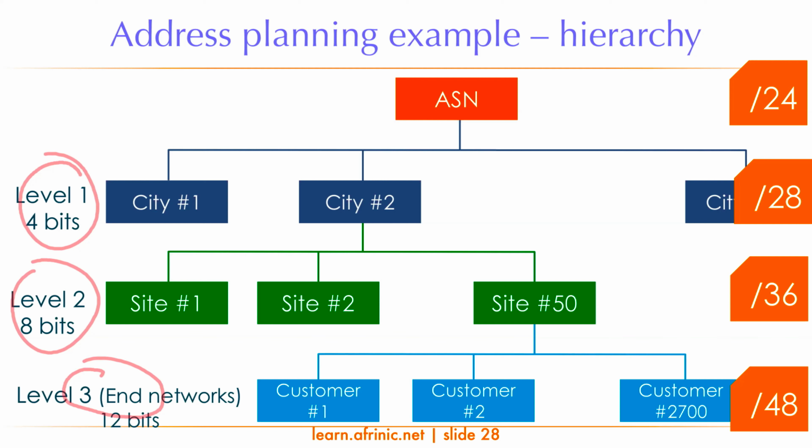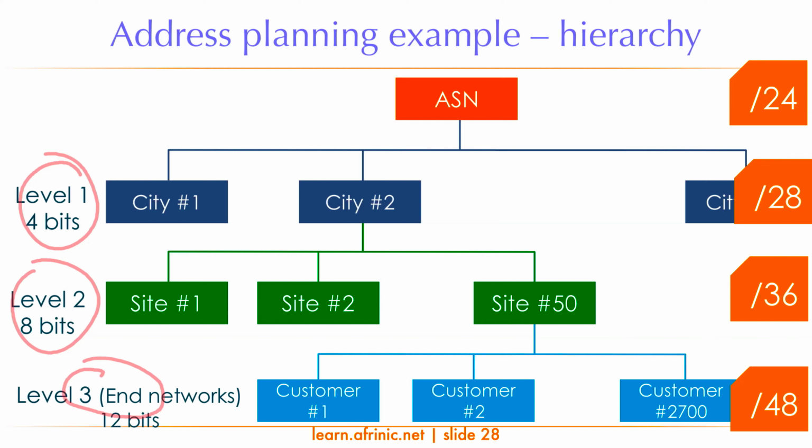So I hope that is clear, right? So you get the number of bits, you have your hierarchy, and then based on your hierarchy, you will determine the number of entities at each level of your hierarchy. Is it regions? Is it cities? Then is it POPs per city? Something like that. And then you also determine what prefix you are giving to the end network.